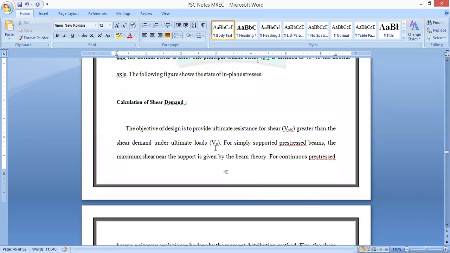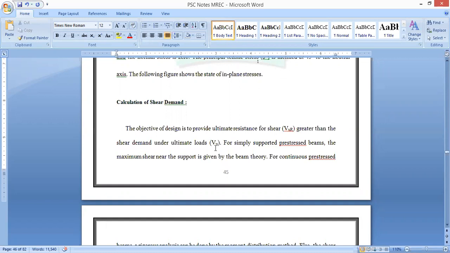So manam design of steel structures kuda chestunnam. When we design a bolt under shear, what is the statement? What is the condition over there? Design strength should always be greater than or equal to applied strength. Kada, applied force kanna design strength eppudu ekkuva undali. Okay, so that is the statement. Here also the same. Ultimate resistance for shear should always be greater than or equal to the ultimate loads.